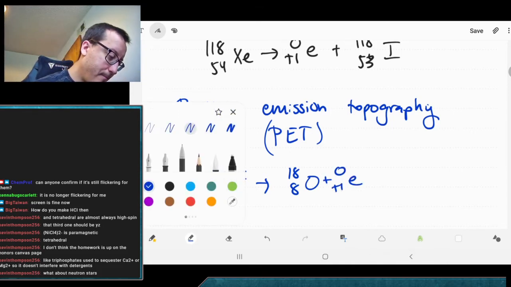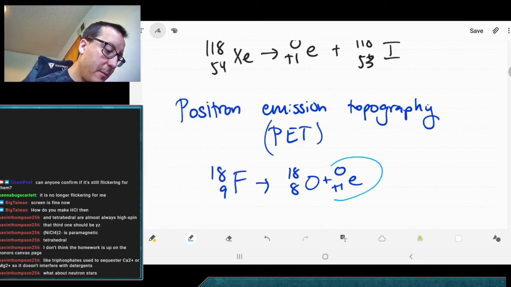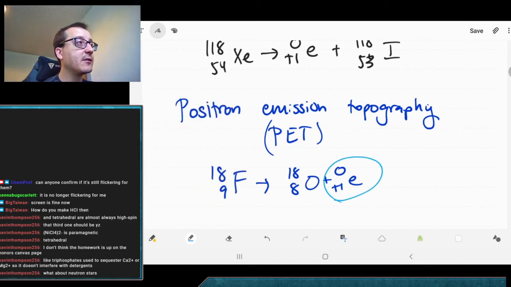This positron can be detected as it comes out. So as they put in the fluorine, they can see where the fluorine is accumulating, often in the brain or something like that, whatever organ that you're interested in viewing. You would choose a different isotope based on that. For example, iodine you typically use for measuring the thyroid. Fluorine can be used for the brain.